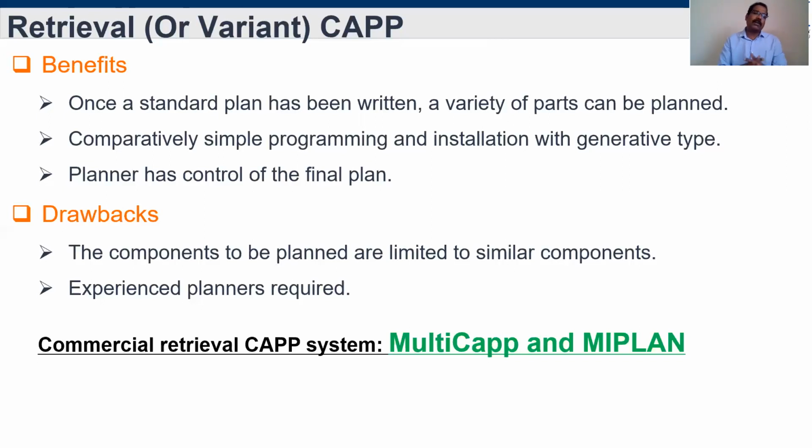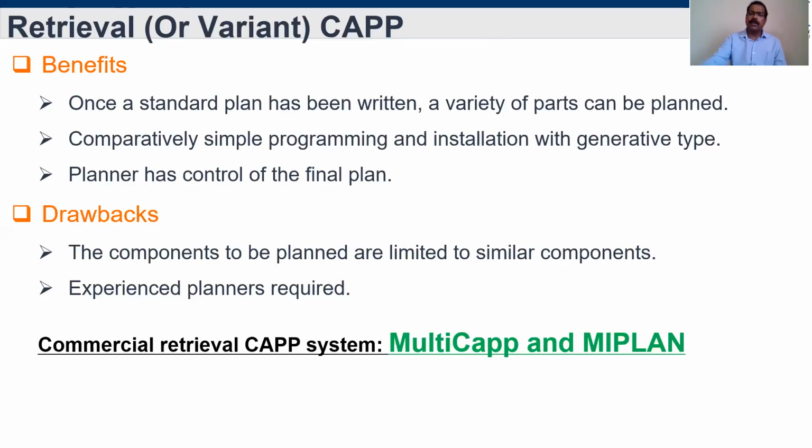Then what are the commercially available retrieval CAPP systems? Maybe this is quite old, but it is mentioned in the particular book. Some companies still use MultiCAPP and MIPLAN. But the software might vary from industry to industry. It's a matter of cost involved here. Some companies might create their own software.